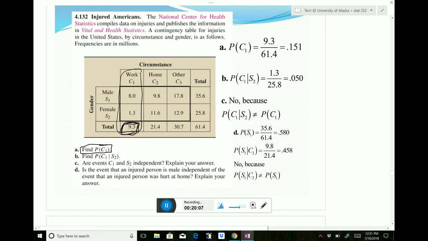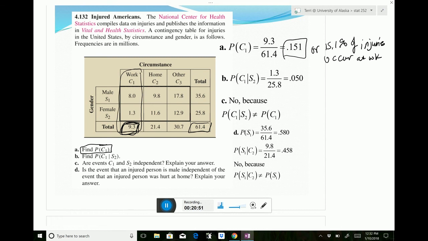So this is a contingency table. We have to take the total number of people that got injured at work, 9.3 million over 61.4 million, and we get 0.151, or 15.1% of people get injured at work. Now, find the probability of C1 given S2.